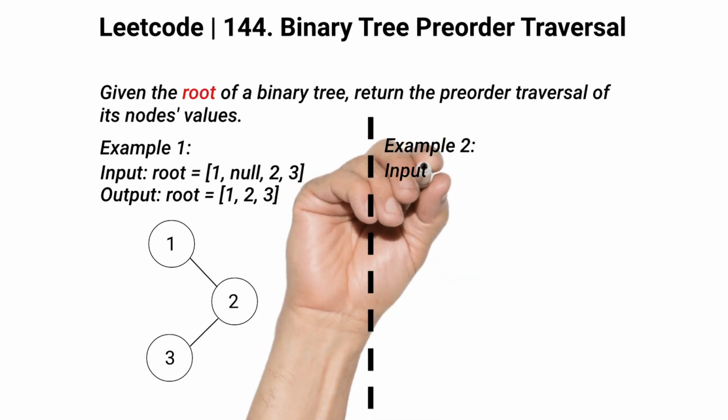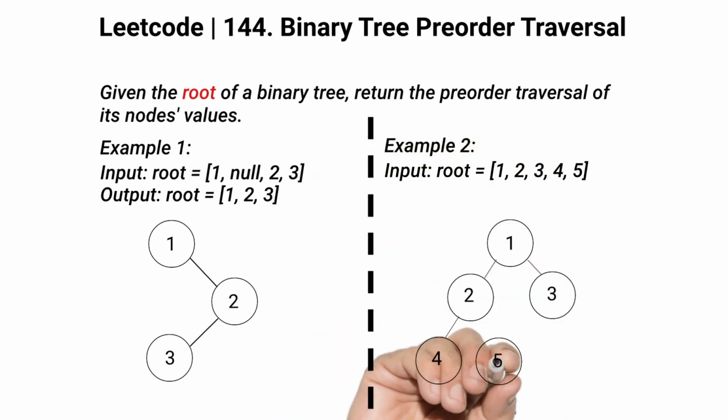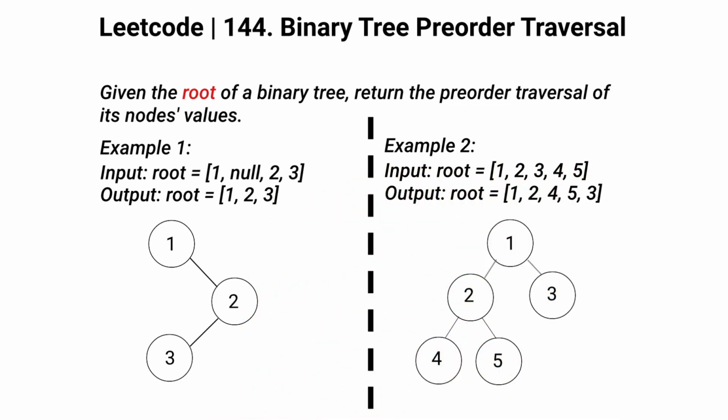Example 2, we're given the following input that looks like this. The output's going to be 1, 2, 4, 5 and 3. We'll cover this example in our walkthrough.